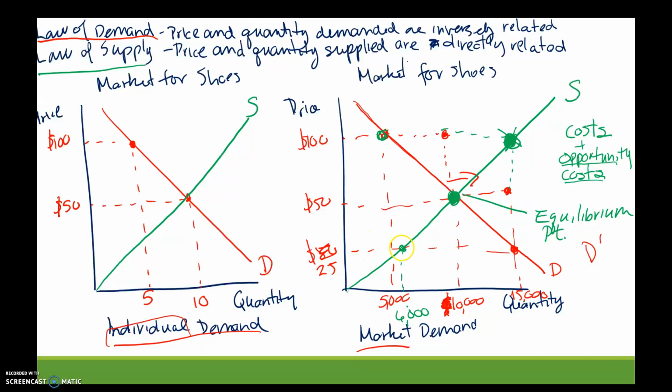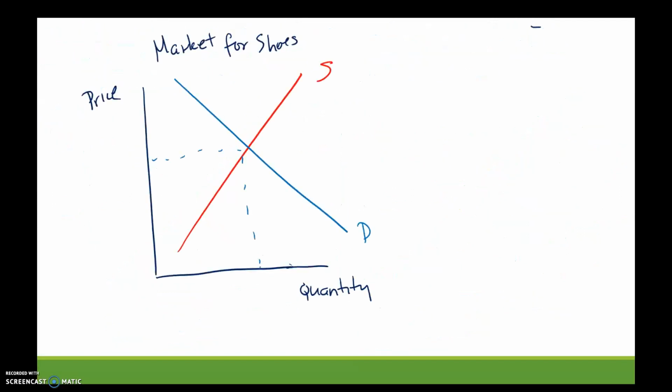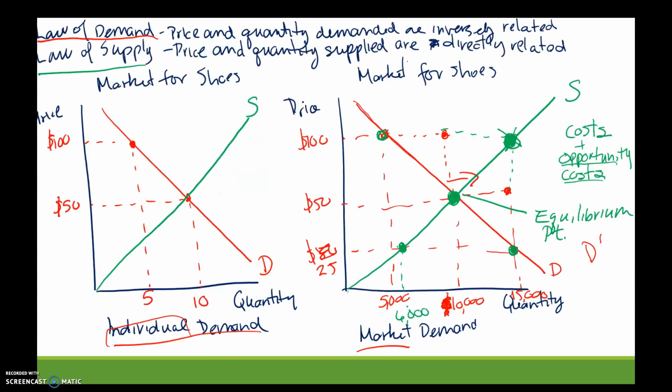Opposite, if the price was $25, you could see that the quantity supplied is 6,000 and the quantity demanded is 15,000. So you could easily, if you're a shoe manufacturer, start raising the price and putting a few more on the shelf both. So we tend towards the equilibrium point here.